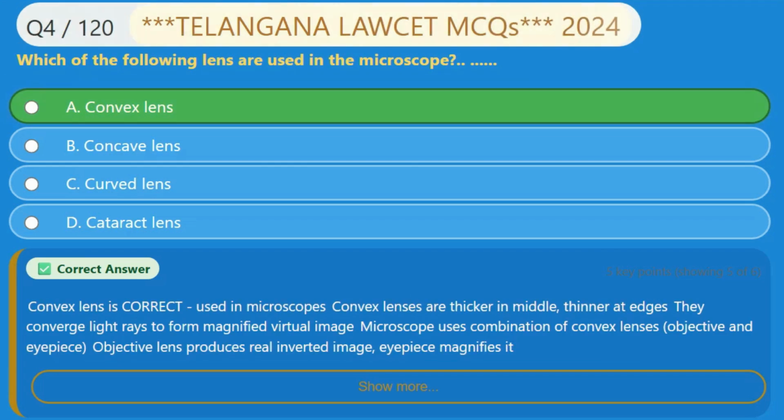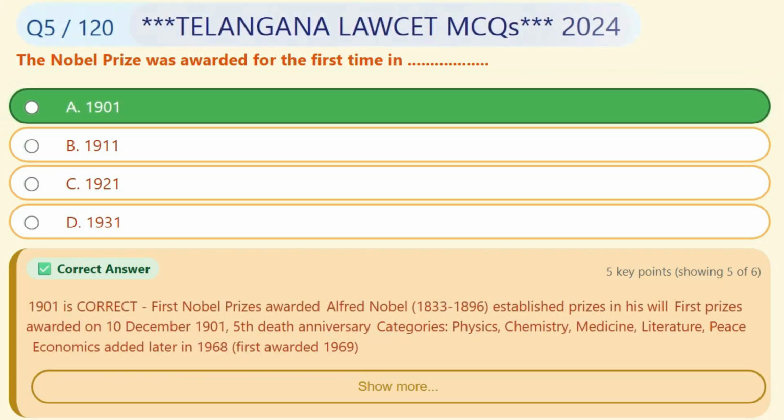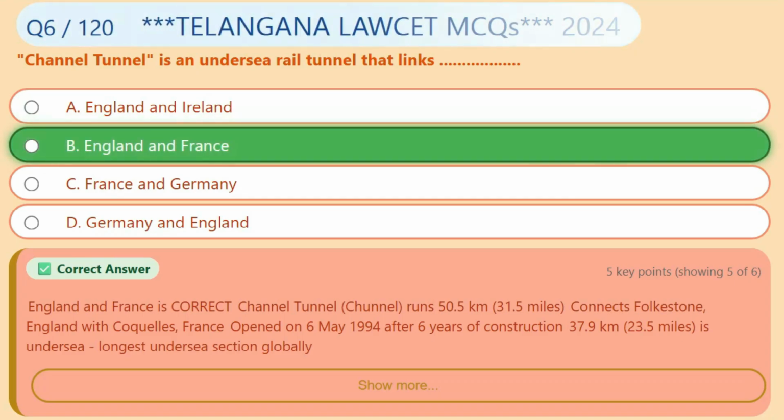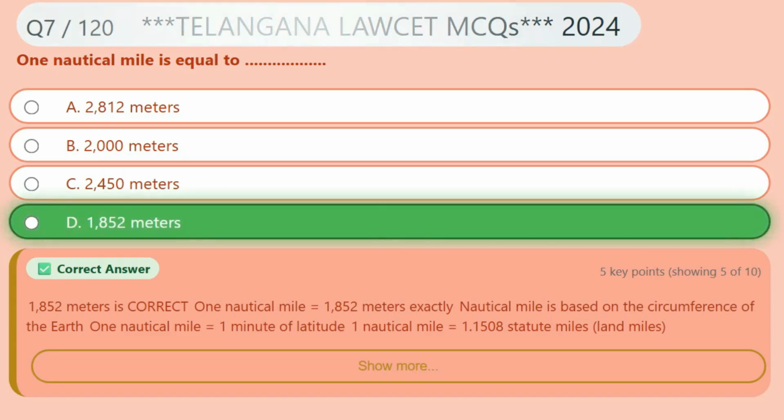Which of the following lenses are used in the microscope? Convex lens. The Nobel Prize was awarded for the first time in 1901. Channel Tunnel is an undersea rail tunnel that links England and France. 1 nautical mile is equal to 1,852 meters.